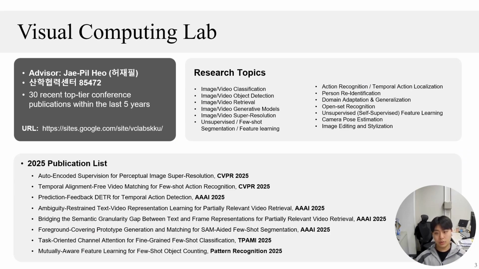I would also like to introduce our research lab, the Visual Computing Lab, or in short, VCLab, which is a leading research group in computer vision and AI. Our lab focuses on various tasks in computer vision, including low-level image and video processing, deep learning for visual tasks such as unsupervised representation learning and video understanding, and also 3D vision and generative modeling, and more.